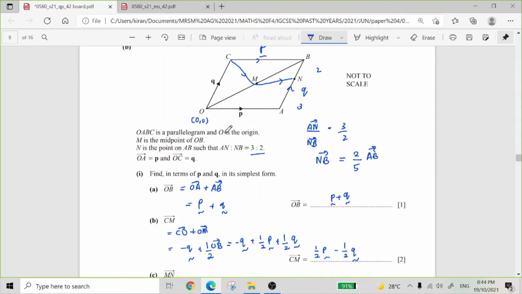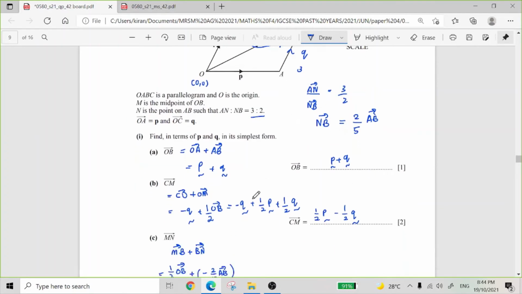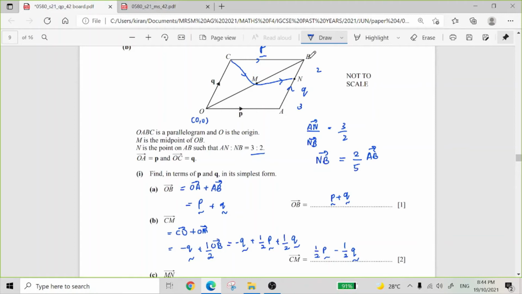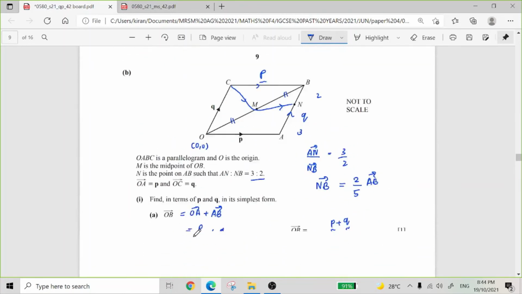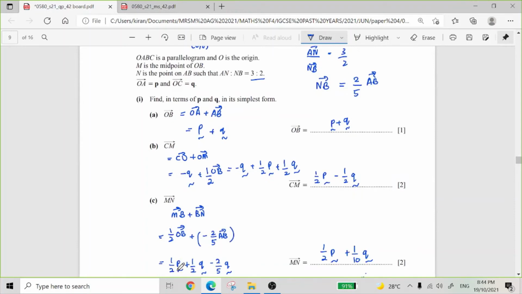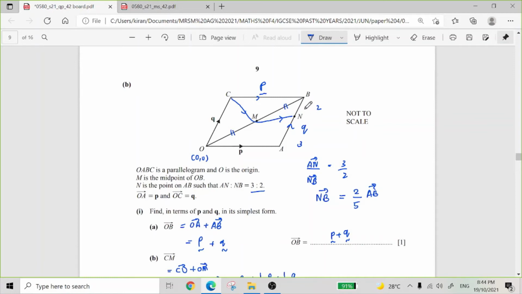Next is the vector MN. Here I choose the route MB plus BN. Since vector MB is equal to OM, because M is the midpoint of OB, the vectors are also equal. So I get MB, which is half of OB, which is 1/2 p plus 1/2 q. And BN, how about BN? BN is 2/5 of BA or 2/5 of AB.